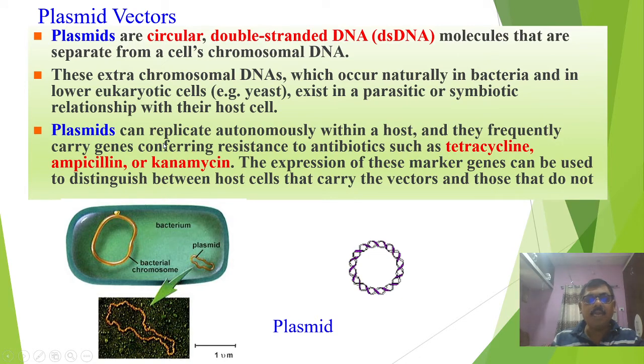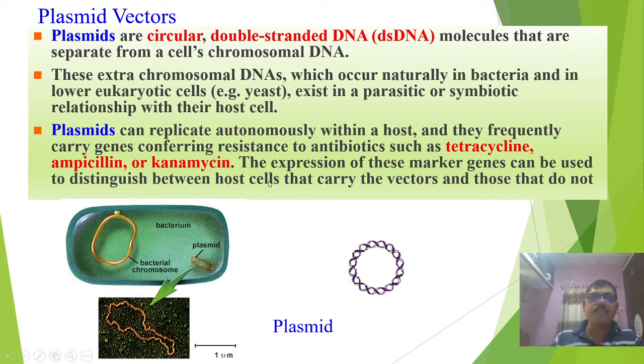The plasmid can replicate autonomously within the host, and they frequently carry genes conferring resistance to antibiotics such as tetracycline, ampicillin, and kanamycin. This means the plasmid having the antibiotic resistance gene can self-replicate within the host, and the expression of these marker genes can be used to distinguish between host cells that carry vectors and those that do not.